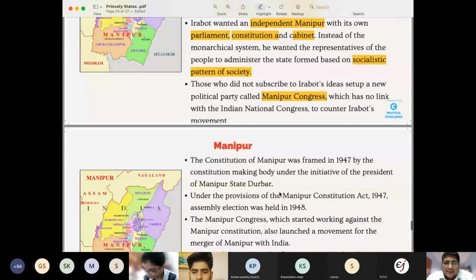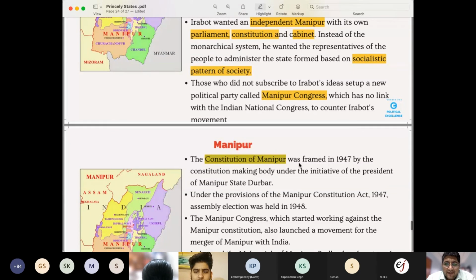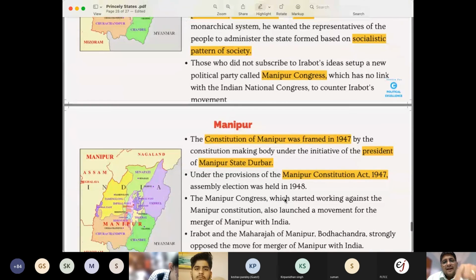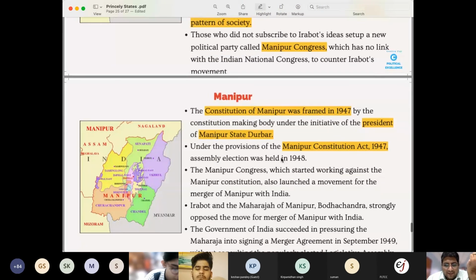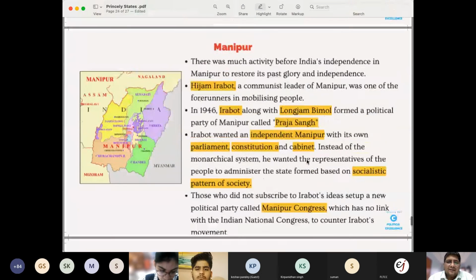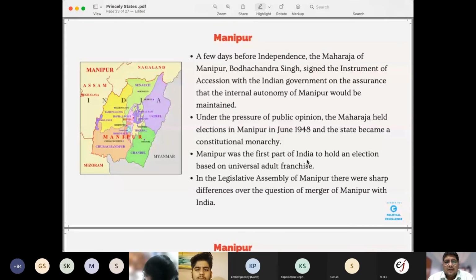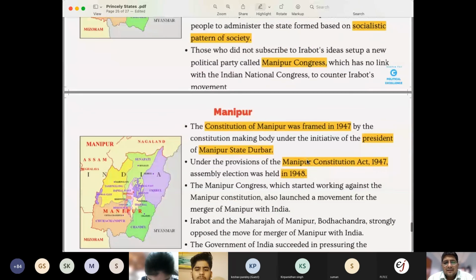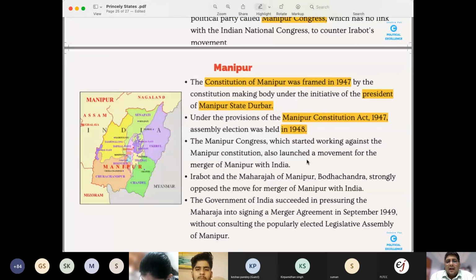Now, ultimately, what happened? The Constitution of Manipur was framed in 1947, okay, by a constitution-making body, which was led by its president, the president of the Manipur State Darbar, and under the Manipur Constitution Act of 1947, elections were held in Manipur in 1948, because the general opinion was that the Raja was responsible for conducting the elections. But this is the other side of the story that we don't get to hear, that Manipur had its own constitution in 1947 under which they conducted its first election.